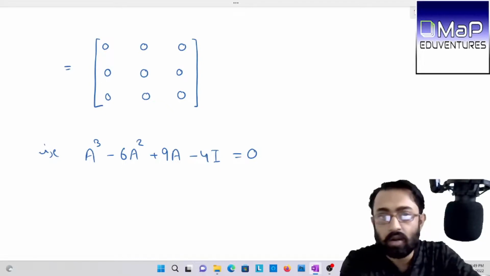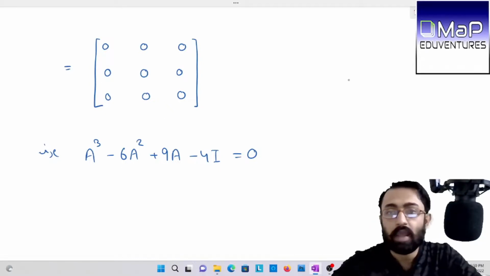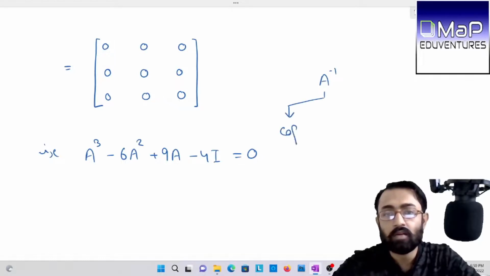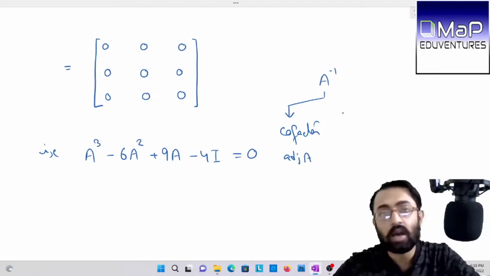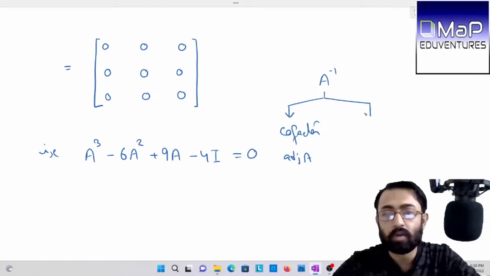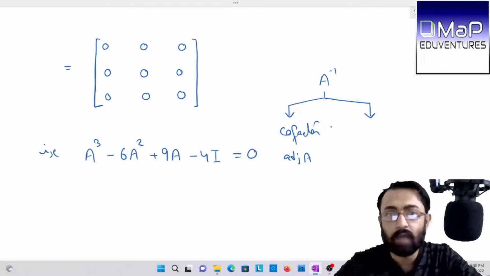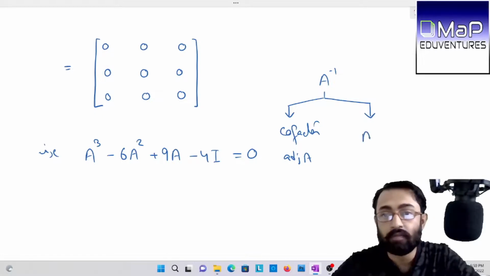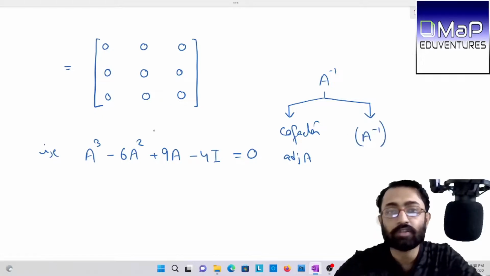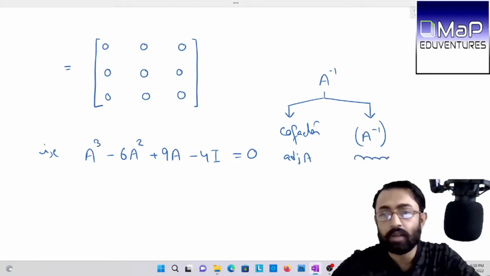Now to find A inverse, I can take two routes. One is to find the cofactors, then after finding the cofactors, find the adjoint of A, and then you can find A inverse. The other route, as in the previous year question paper, is to find A inverse after proving a similar type of equation, where we pre-multiply by A inverse. You can take any one of the paths, but it will be better, according to me, if we go by multiplying A inverse. Then it will be much shorter.